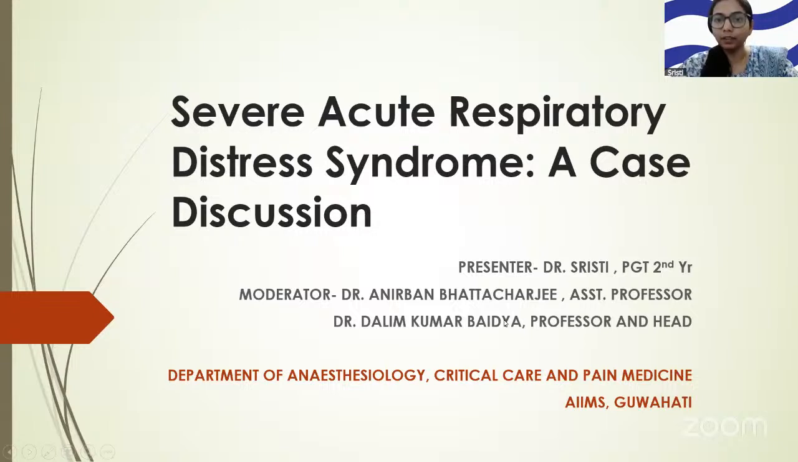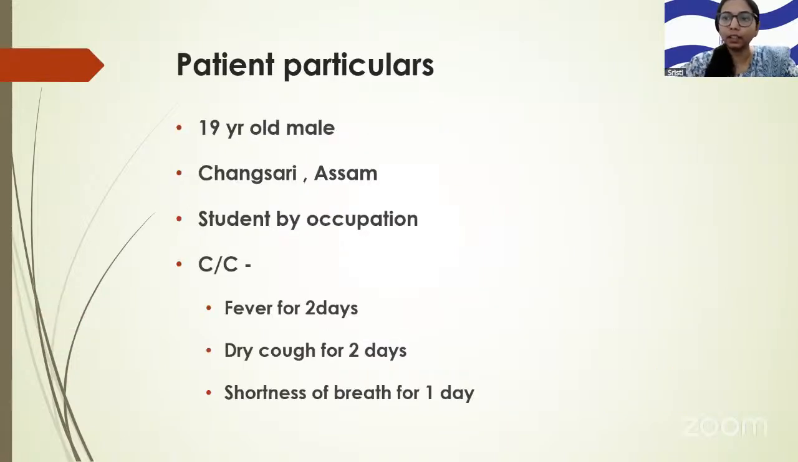Good evening, everyone. Today's case-based discussion is on the topic severe acute respiratory distress syndrome. Patient particulars: a 19-year-old male hailing from Chansari, Assam, is a student by occupation. He presented with the chief complaint of fever for 2 days, dry cough for 2 days, and shortness of breath for 1 day.